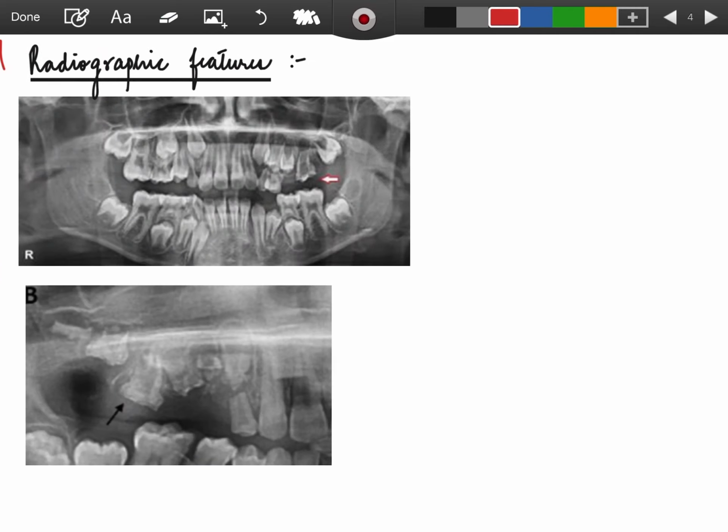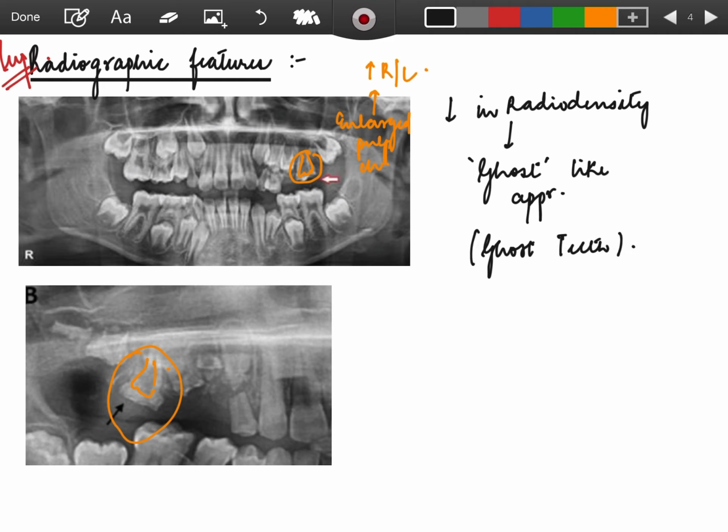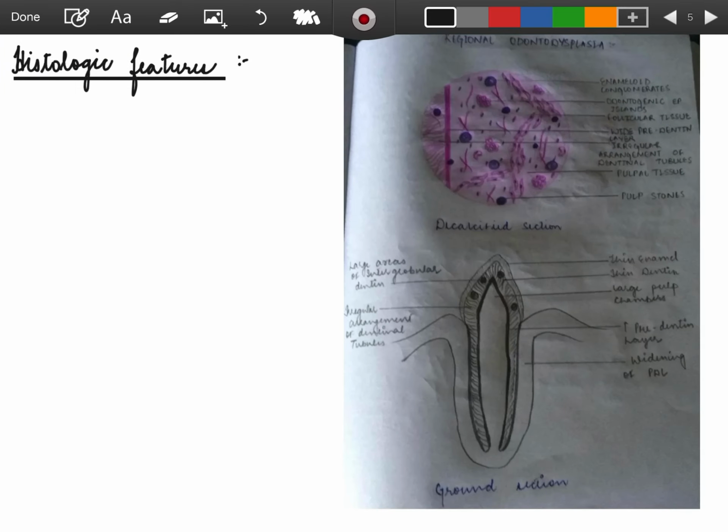Coming to the radiographic features, you can see in the OPG, the first maxillary molar has a large pulp chamber. Pulp is radiolucent. There is a decrease in radio density. Normally the tooth is radio dense and the pulp appears radiolucent. But in this there is thin enamel and thin dentine, so radio density decreases and radiolucency increases. So it gives a ghost-like appearance, so called ghost teeth. Enamel and dentine are very thin and there are large pulp chambers.